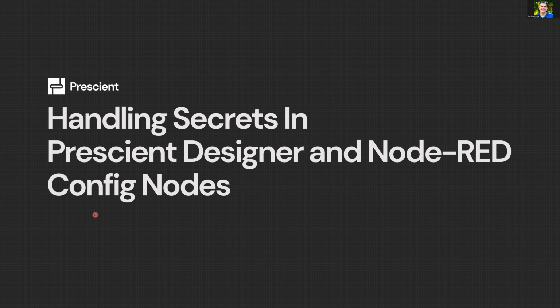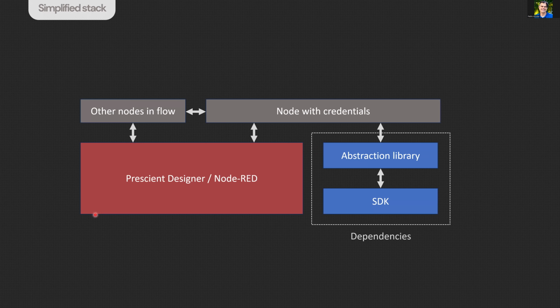And so to motivate this, let's look at a very simplified stack of a node running on Node-RED. So we have the Node-RED runtime that is interacting through some interface with a node that has credentials. And again, typically these credentials are in configuration nodes, so that multiple other nodes can use the same credentials. And by credentials, I mean API tokens, secrets of some sort, like passwords that are needed to access a particular service or any other piece of software that needs some sort of authentication.